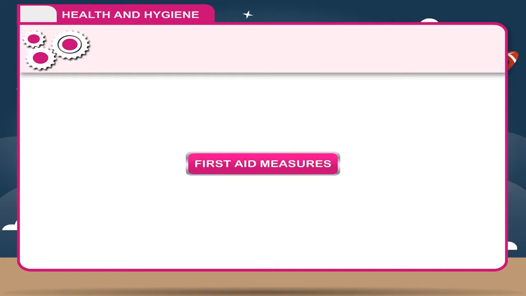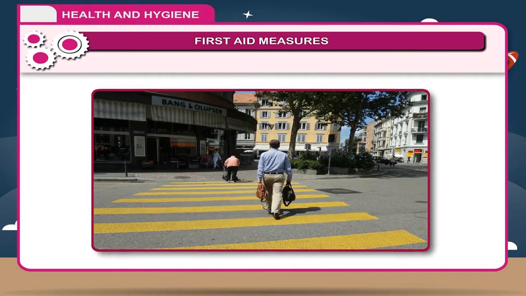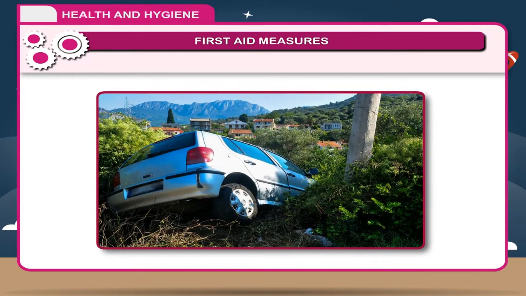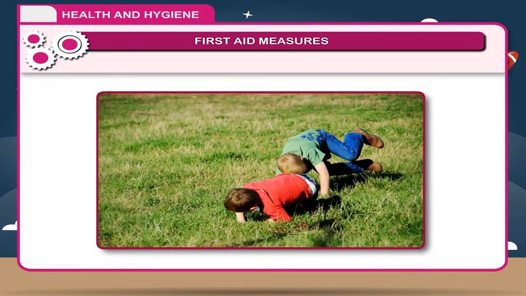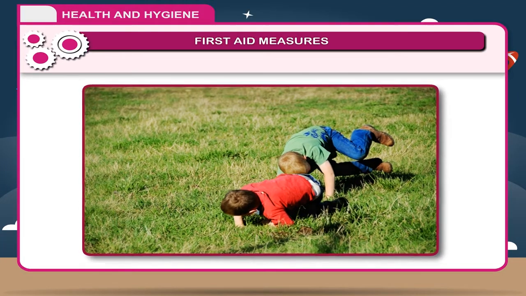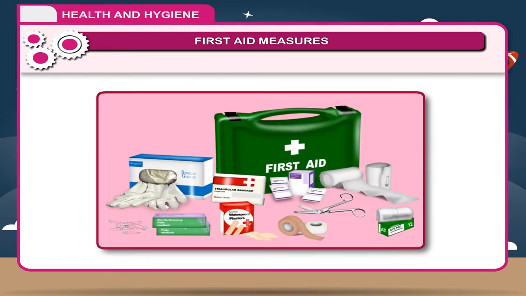First aid measures. Most of the time we follow safety rules. Even then, sometimes accidents and mishappenings can take place. Children, while playing, may fall down and get injured. In your home, any family member may fall sick. In such an emergency, care for a victim of sudden illness or injury is called first aid.